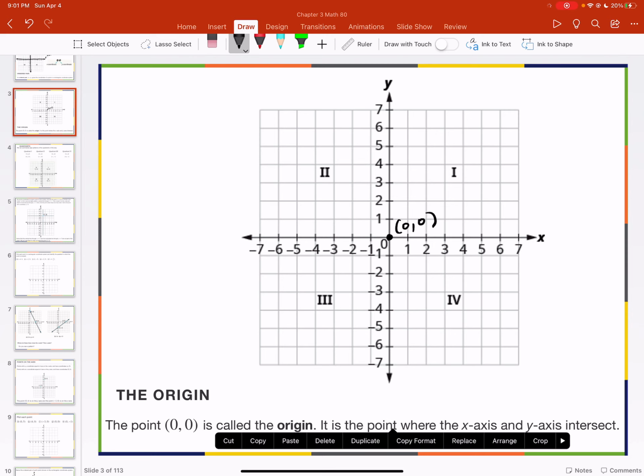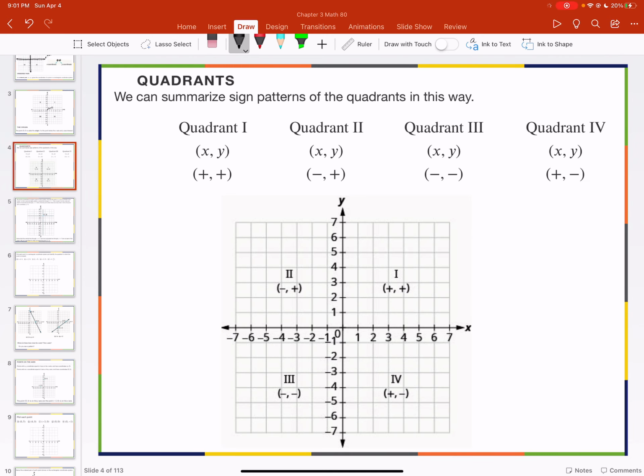And then the next thing I want to say is this: the plane is separated into 4 quadrants, and we call them quadrants 1, 2, 3, and 4, obviously. It starts here on the upper right, and then it goes counterclockwise. So it's labeled 1, 2, 3, and then 4 using Roman numerals. Okay, so some things to notice.